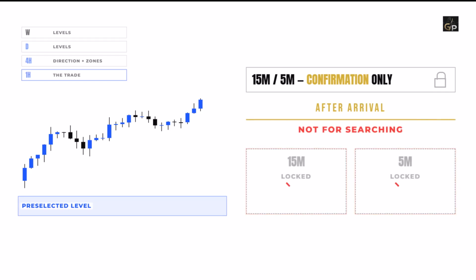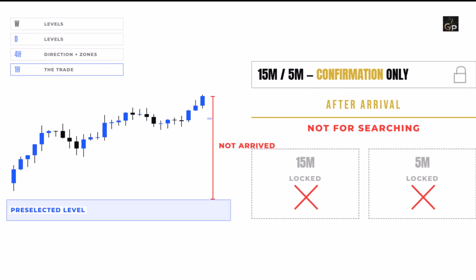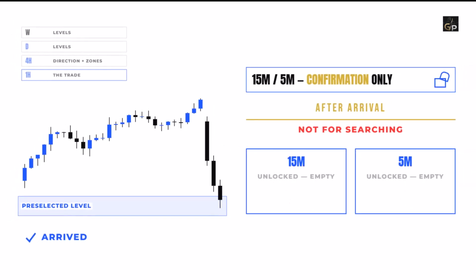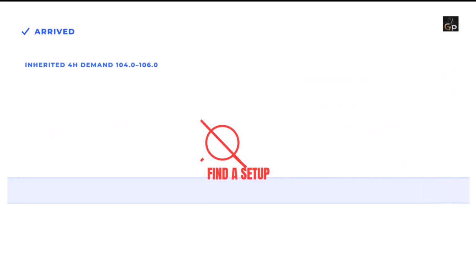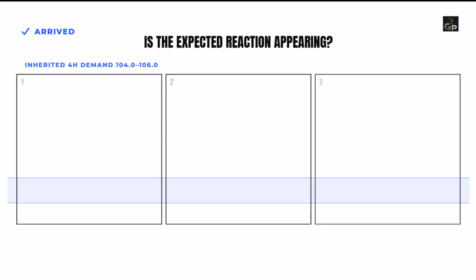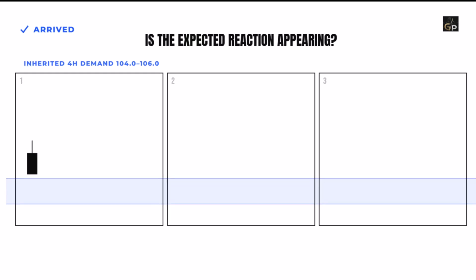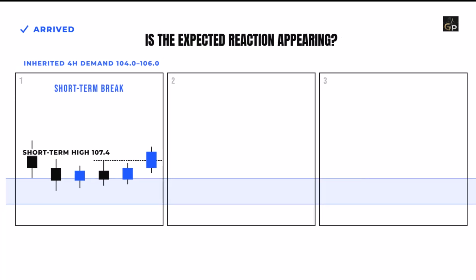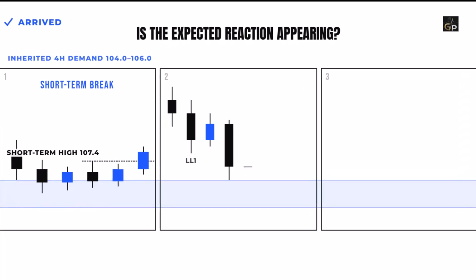These two charts have a very narrow purpose, and it is easy to abuse them. You do not open them to look for setups. You open them when price has already arrived somewhere that you decided in advance was important. And you open them to answer one specific question. Is the reaction I expected at this level actually appearing?